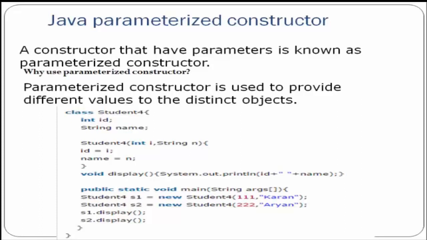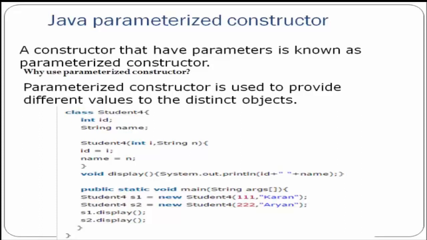You can see there is a class Student4 and then we have two data members, ID and name. Just after writing the name, we have created a parameterized constructor. So you can see Student4 with some parameters inside. This is a parameterized constructor, since it has the same name as the class name, it does not have any return type, and it has some parameters.